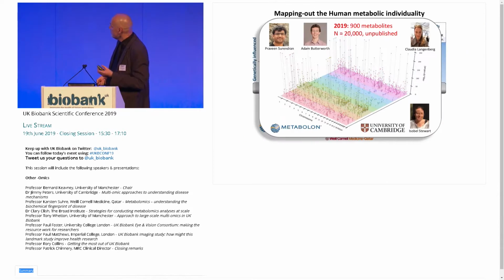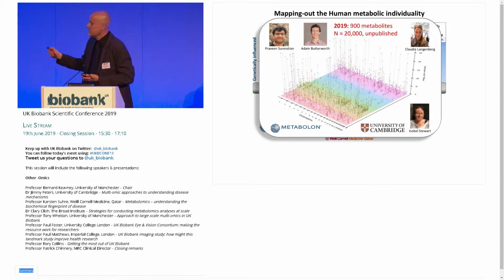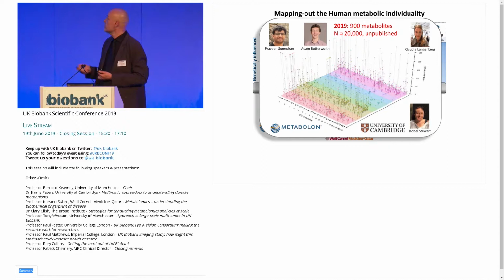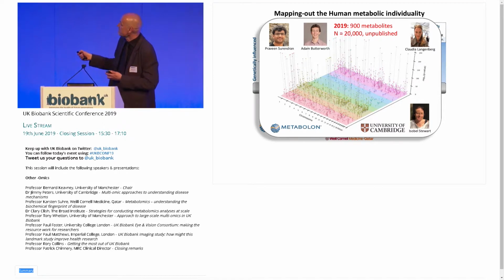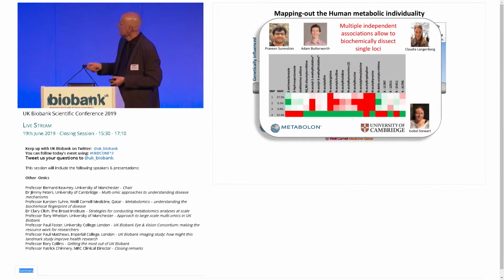And then very recently, so I'm mentoring Praveen's run, and this is a study done with Adam Butterworth and Claudia Langenberg in Cambridge. So this is unpublished yet, but I can show you a little bit. The amazing thing is this is a study with 20,000 people, 900 metabolites, and what you see here is colored by metabolic pathway. So each line here is a Manhattan plot. So this is the Manhattan plot of a study with 20,000.